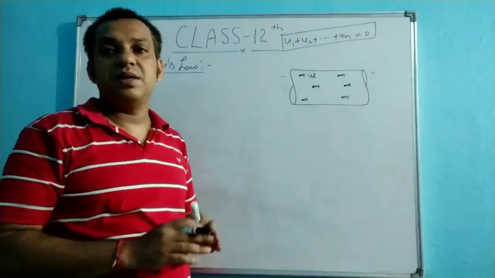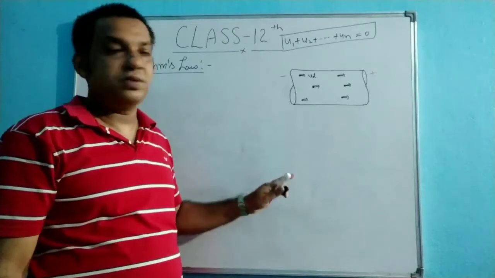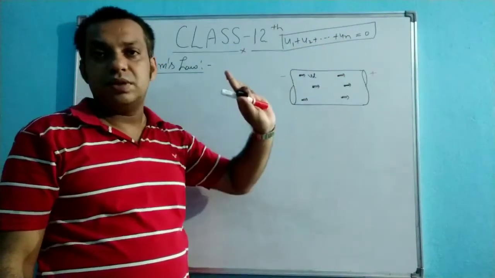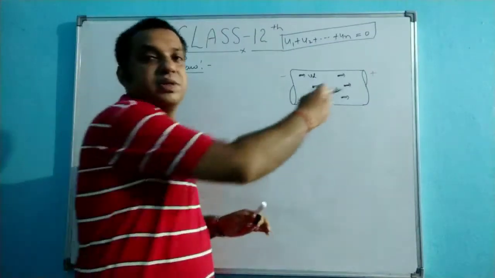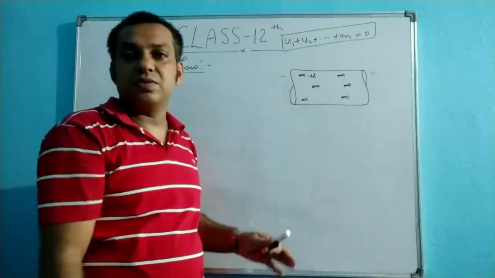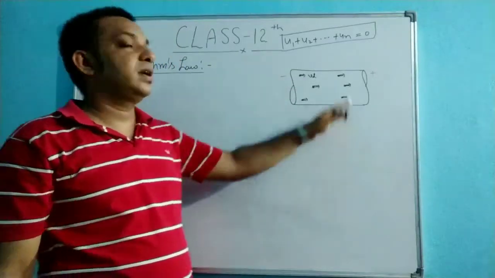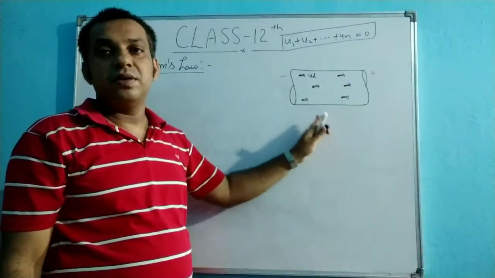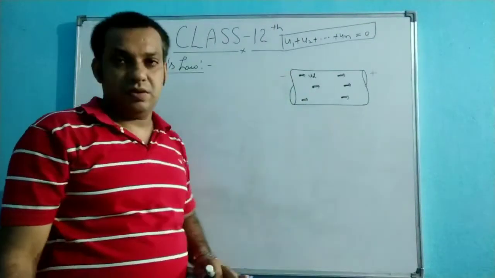Although the electrons are moving, no current is flowing, because the net current is 0. That means if one electron is moving this side, then another electron is moving the other side, so if you take the vector sum, it will cancel out. That is why the net velocity of the free electrons initially is 0.